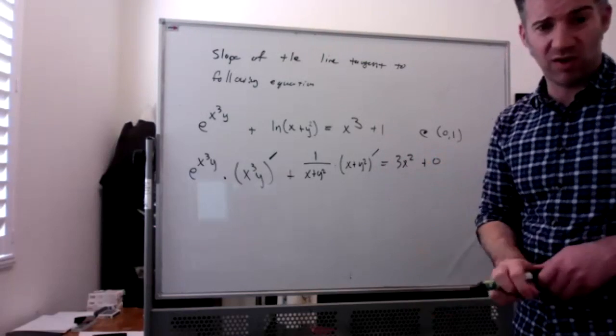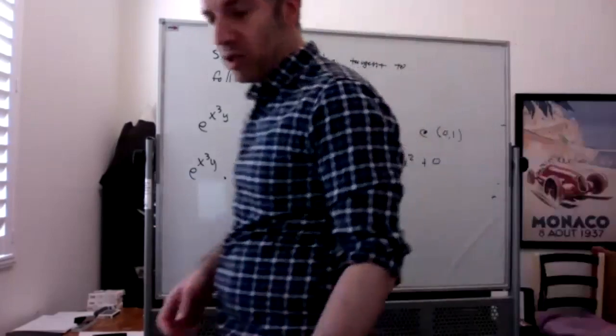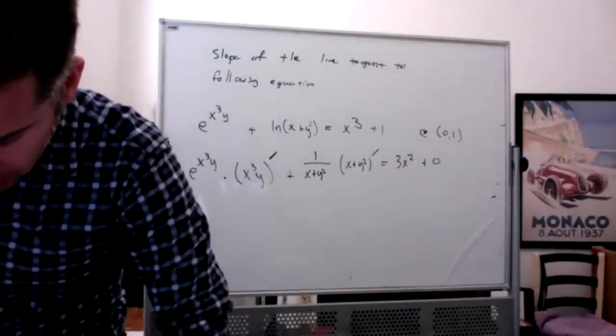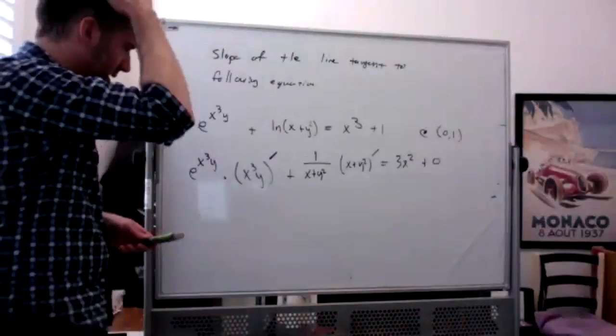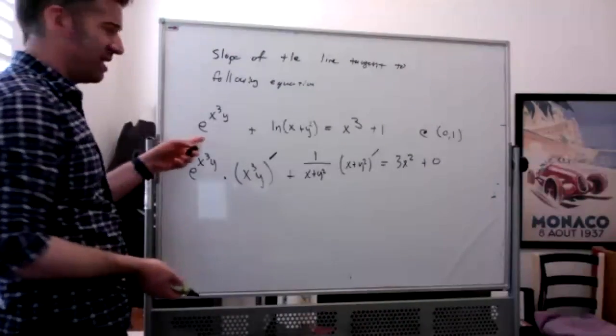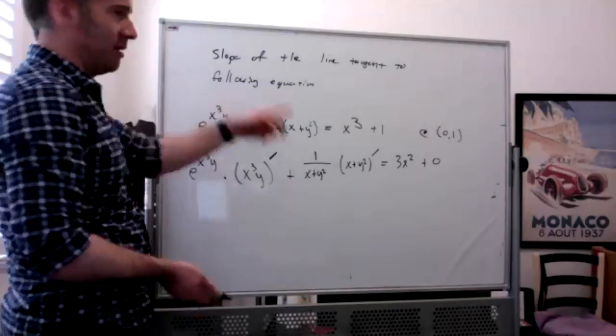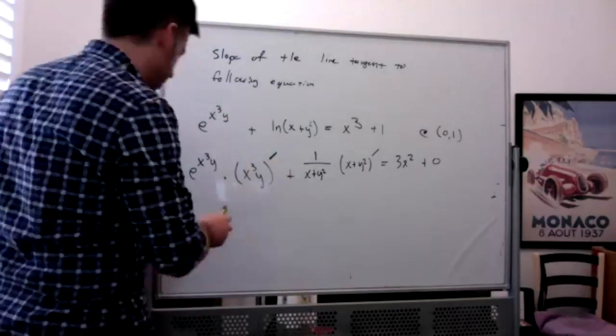Okay, but now I have to actually go fill in the derivatives. Right, you don't need to do this in 2 separate steps. I'm just doing it in 2 steps to show you the process. But you could say, oh yeah, I know the derivative of e to x cubed y is e to x cubed y times whatever the derivative is there. So here's what we're going to get.